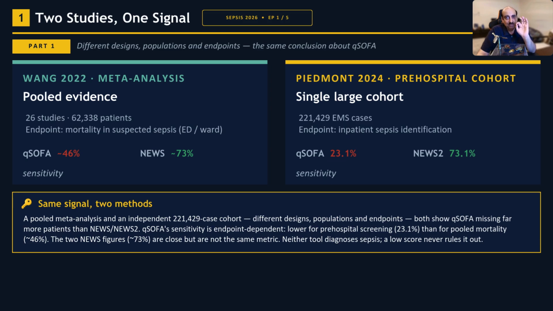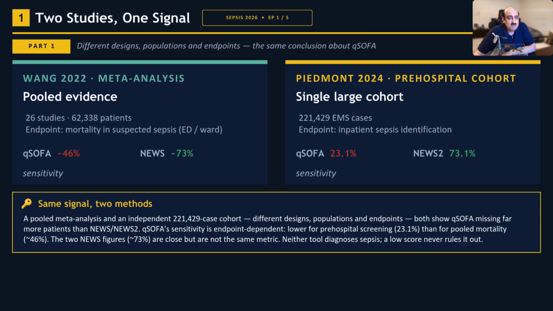This is the confusing point. A lot of people, when they compare head to head qSOFA versus NEWS2 sensitivity, they quote as if it's the same. No, the qSOFA study compared against NEWS for sensitivity of mortality, while the Piedmont study only looked at the analysis of different screening tools, and one of them was NEWS2. So this 73% versus 73.1% is very confusing in both studies. So please remember, it's not the same study and not the same endpoint.